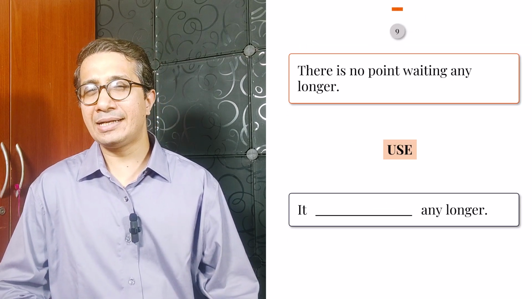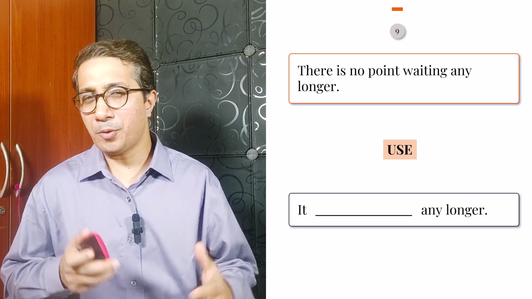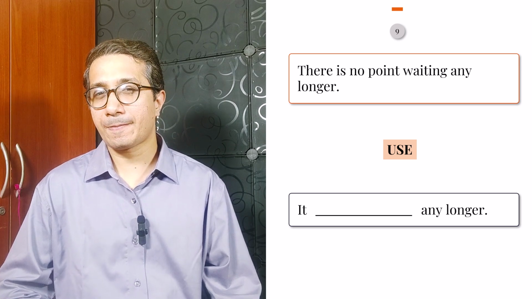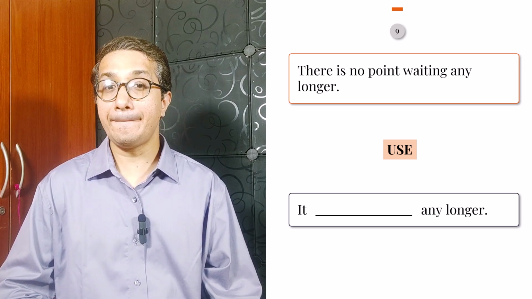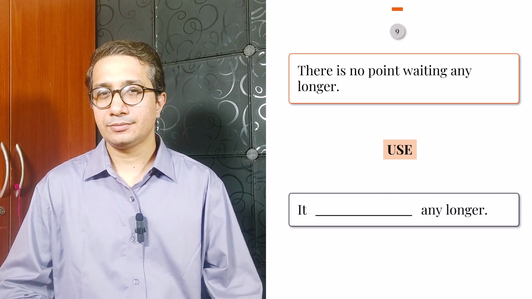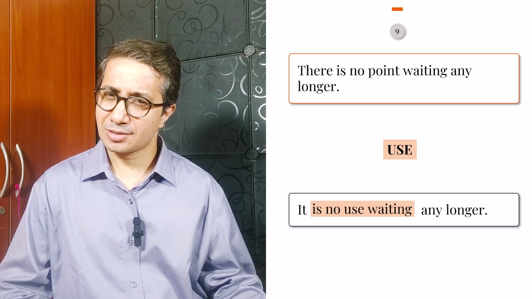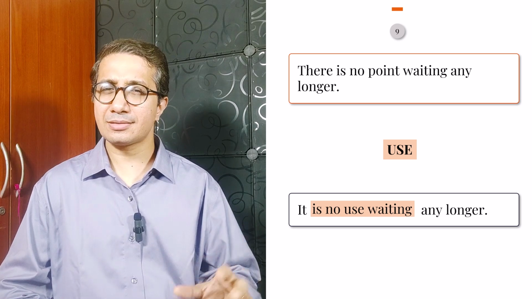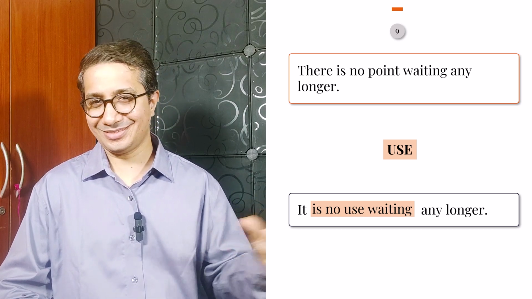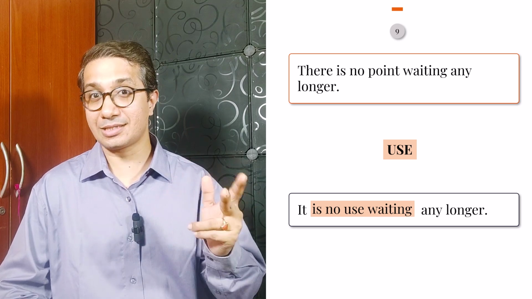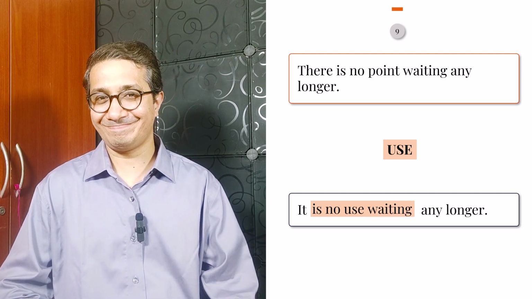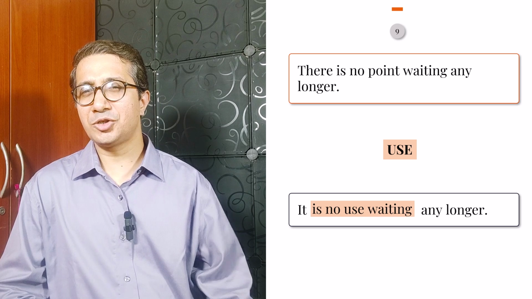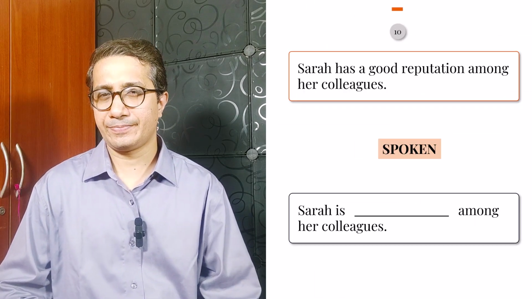Second last, and that is number 9. There is no point waiting any longer. The keyword is use. The sentence: it any longer. Answer: it is no use waiting any longer. It is no use waiting any longer means there is no point waiting any longer. One and the same, but different structures, different vocabulary and grammar. Interesting, right?